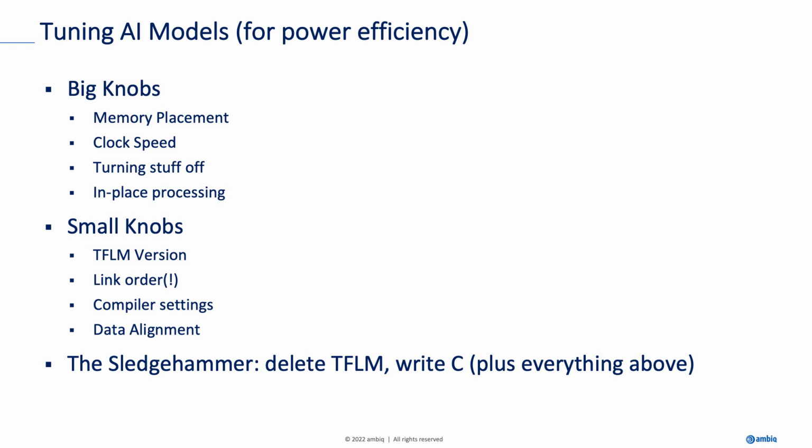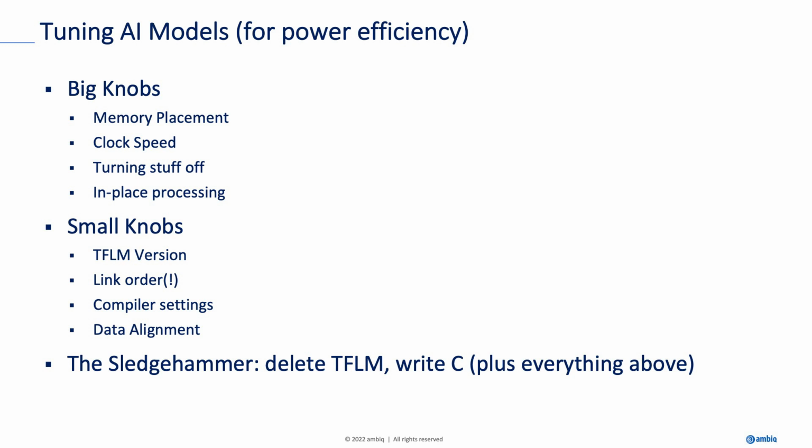Okay, so let's get into tuning. Big or maybe obvious knobs are how you place your memory, remembering there are different kinds of memory that you use. Clock speed is not obvious. Usually we think a slower clock is going to be more efficient, and it is, but it's not as efficient as you think, and I'll get into why. Turning stuff off is, in our world, of course obvious. And then in-place processing: copying and pasting buffers is very bad.